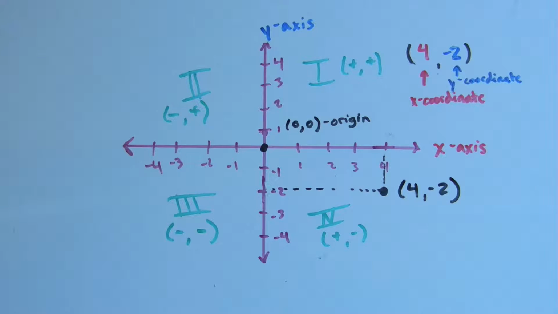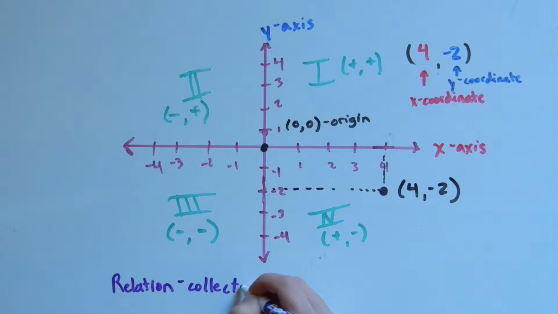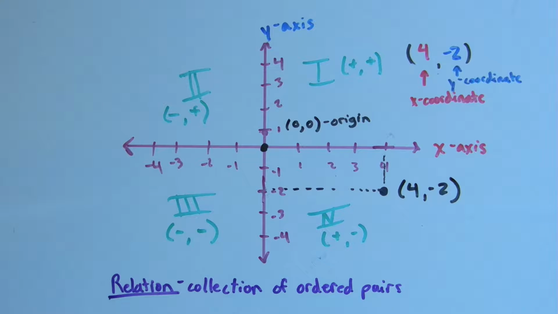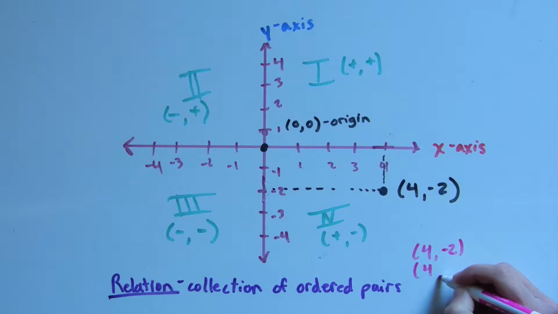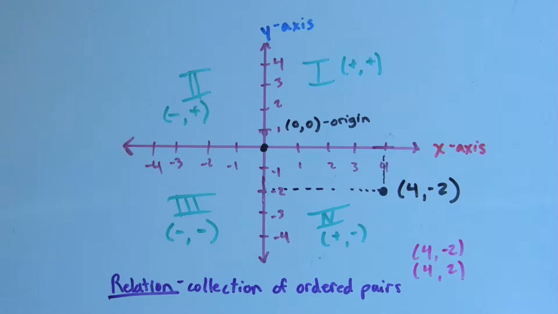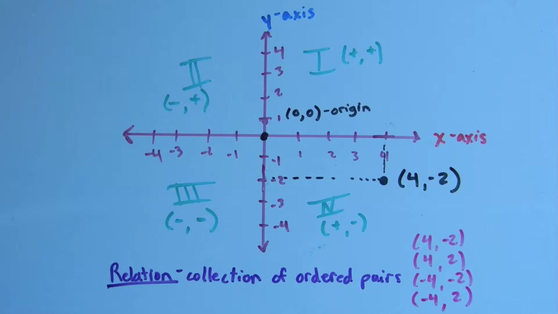So now let's jump into relations. A relation is a collection of ordered pairs. Let's say that I give you the following: 4, -2; 4, +2; -4, -2; and -4, +2. Let's go ahead and graph those real quickly, just to practice our graphing.